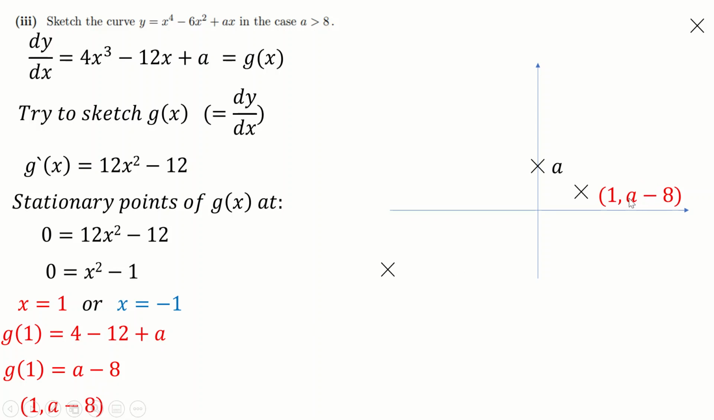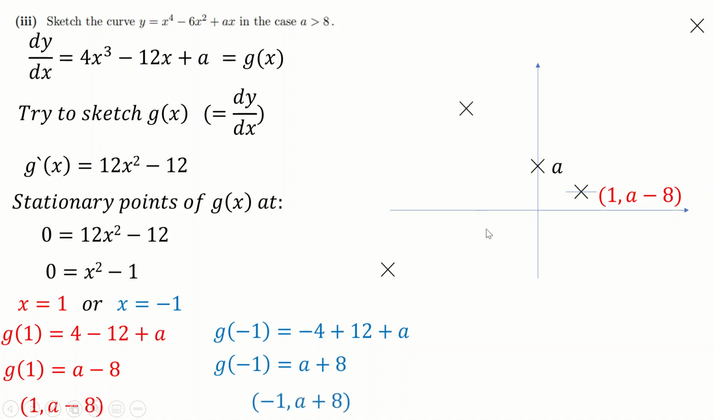Now, this is good because it says a is bigger than 8. So I know that this point here is above the x-axis, because the smallest a can be is just over 8, which means this point is always going to be just above the line, minimum. So this is up here. Also, I should say, it's a stationary point, so it goes through there flat. What about when x is minus 1? Well, g of minus 1 is minus 4, because that's a minus 1 there, plus 12 plus a, which gives me a plus 8.